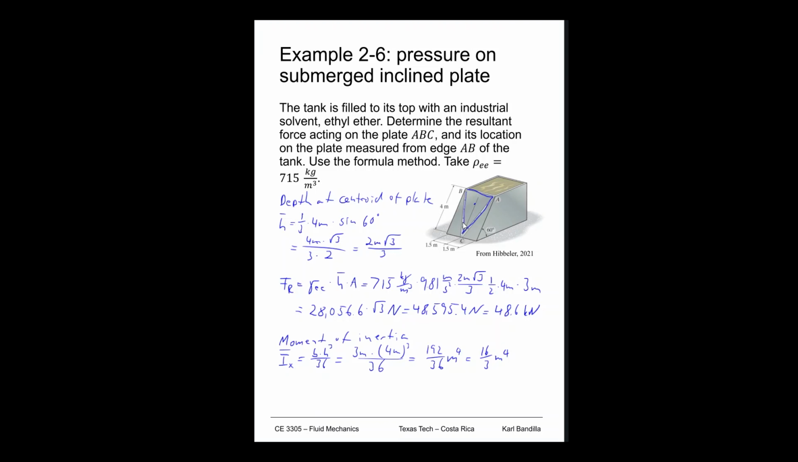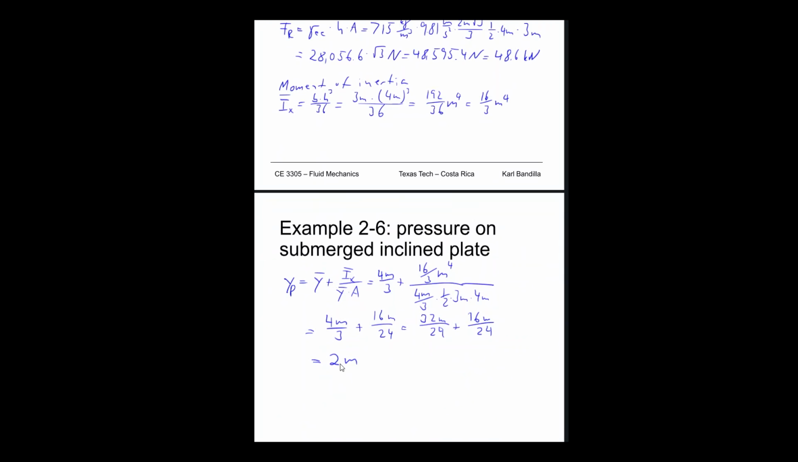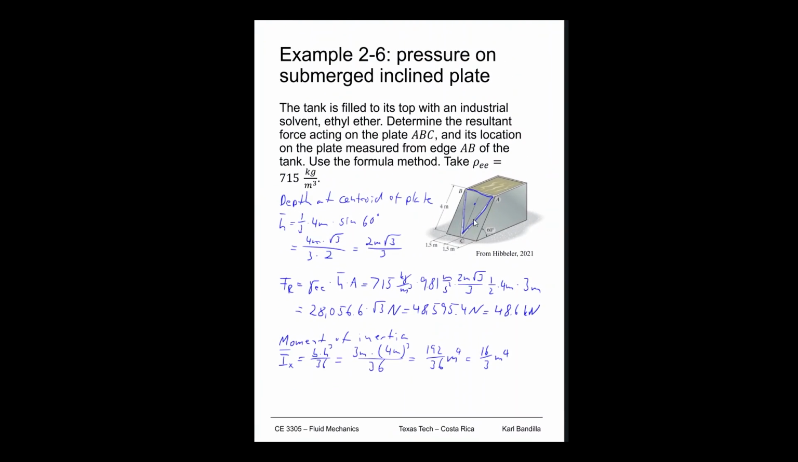All right, so using the formula method, we found the overall amount of the force, the 48.6 kilonewtons, and we found where its location is. We only looked for the Y location because, of course, we know this is symmetric, so it would have to be on the line of symmetry in the middle here.